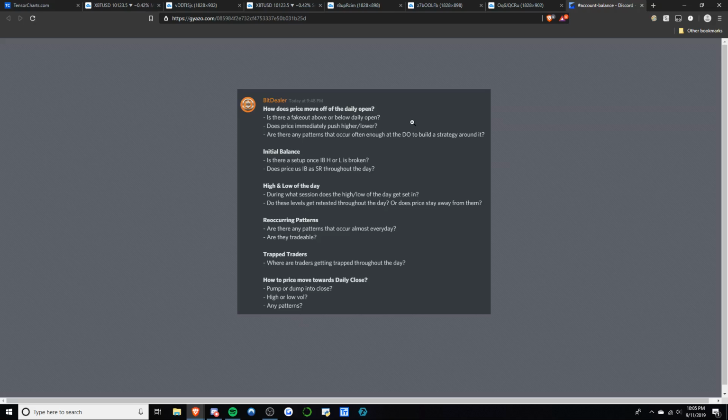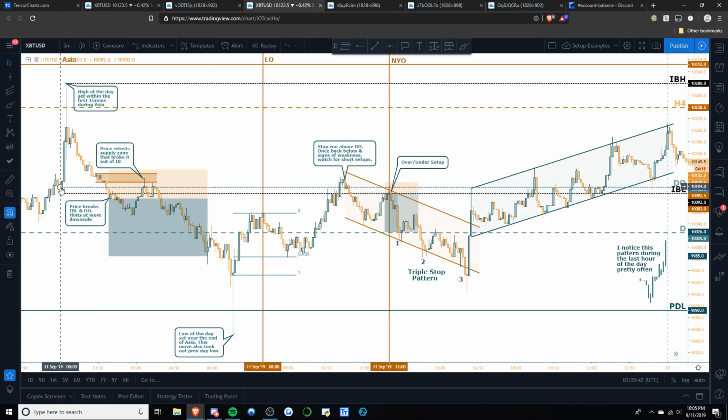So how does price move off of the daily open? Is there a fake out above or below the daily open? Does price immediately push higher or lower? Are there any patterns that occur often enough at the daily open to build a strategy around it? So let's take a look at the daily open real quick. So what did it do? Daily opens here, you get one candle down below it, then price immediately pushes higher, right?